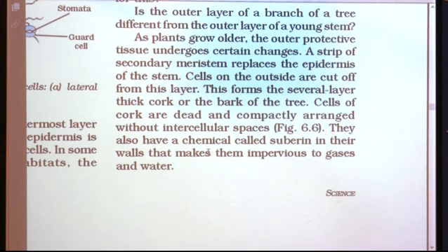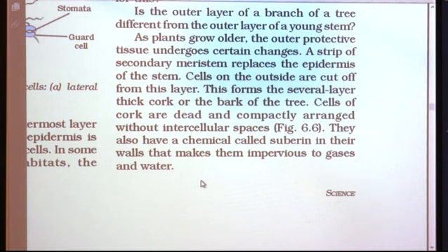They also have a chemical called suberin in their walls, which makes them impervious to gases and water. Impervious means no gases and water can pass through it. So, you must have seen the cork or bark of a tree, it is very tough, very hard, and from this bark of tree no gases or water can pass. Why?